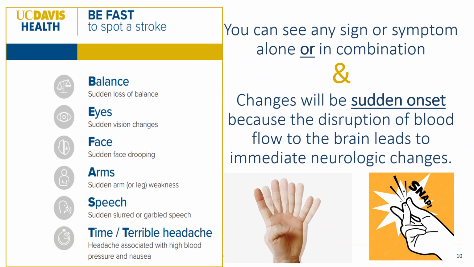F is for facial drooping. A stands for arm or leg weakness, either the arm or the leg or both the arm and the leg. S is for speech. This is going to be slurred, garbled speech, or aphasia, expressive aphasia, receptive aphasia, or both of them together. T stands for two things, time, which includes activating emergency response immediately.